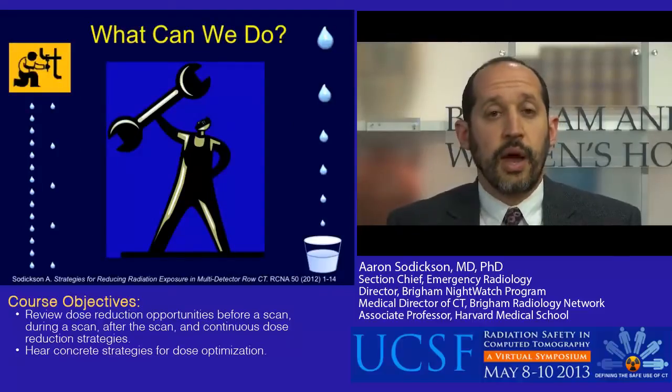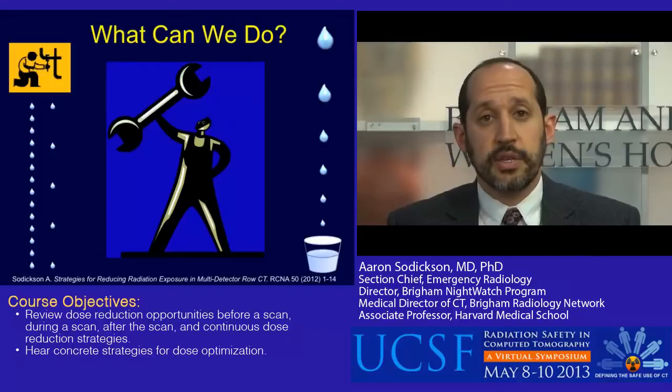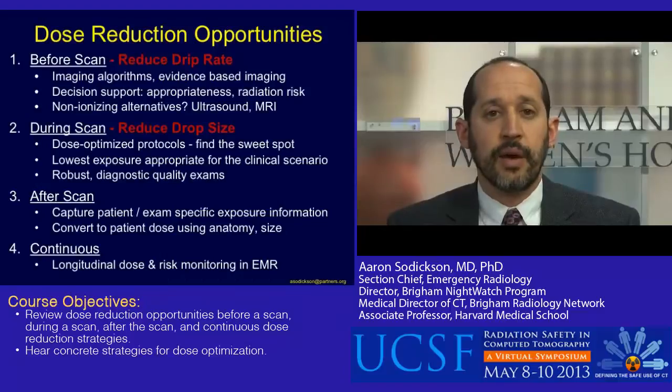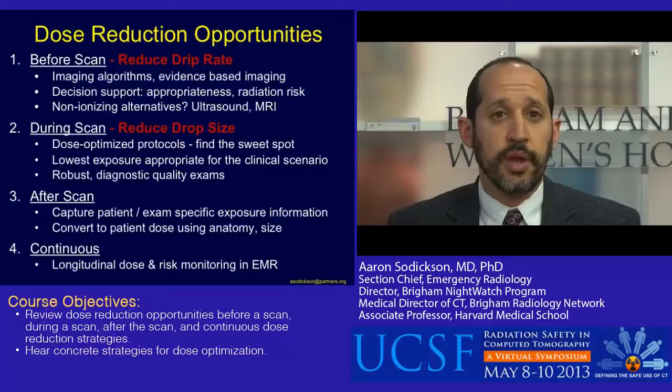We also need to know how rapidly we're adding to this bucket of risk in terms of how often we're imaging our patients. This lends itself to a couple of different ideas about how we can intervene to control radiation exposure. We can work to control the drip rate, or we can work to reduce the drop size. And this, of course, depends on where in the imaging chain we intervene.